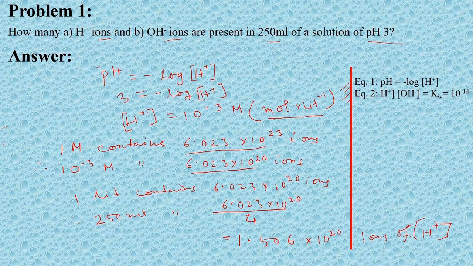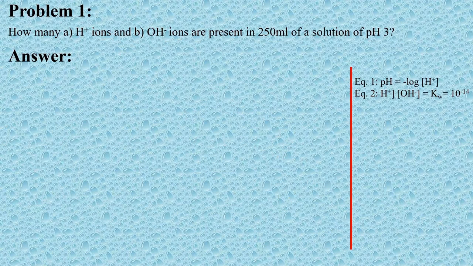So we got the first portion of this problem, that is the H plus ions present in 250 ml of a solution of pH 3 is 1.506 into 10 to the power 20. And now we identify the OH minus ion present. So we use equation number 2, that is H plus ion concentration times OH minus ion concentration is equal to 10 to the power minus 14.